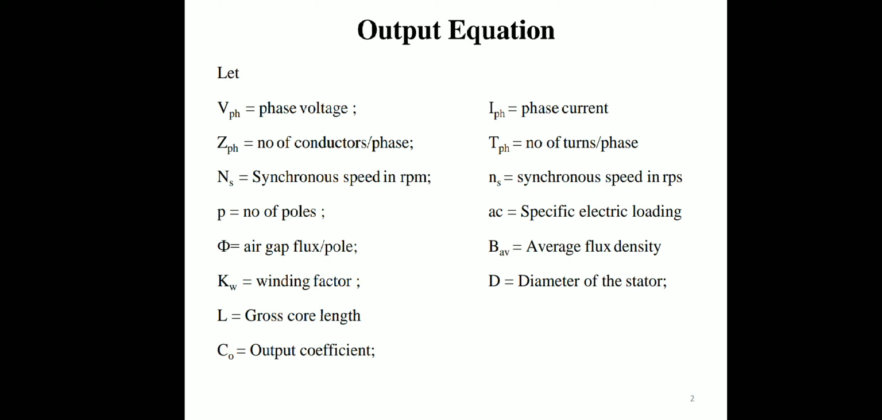While deriving the output equation of synchronous machine, we'll consider: VPH is the phase voltage, ZPH is the number of conductors per phase, NS is the synchronous speed in RPM, P is the number of poles, phi is the air gap flux per pole, KW is the winding factor, L is the gross core length, C0 is the output coefficient, IPH is the phase current, TPH is the number of turns per phase, NS is the synchronous speed in RPS, AC is the specific electric loading, somewhere denoted by small q, BAV is the average flux density, and D is the diameter of the stator.